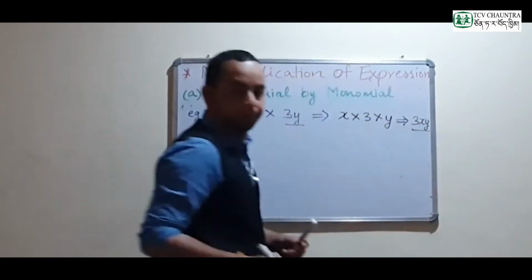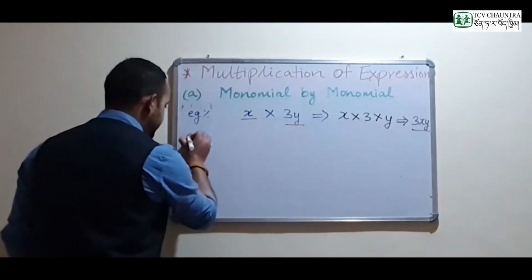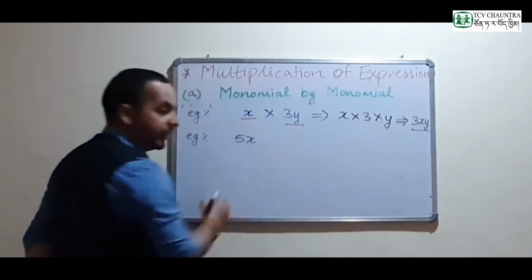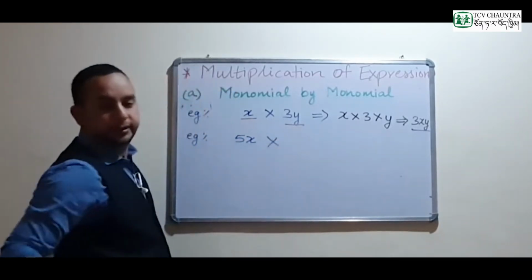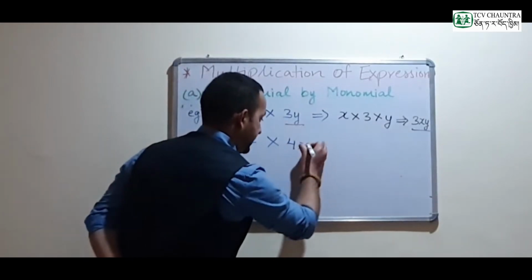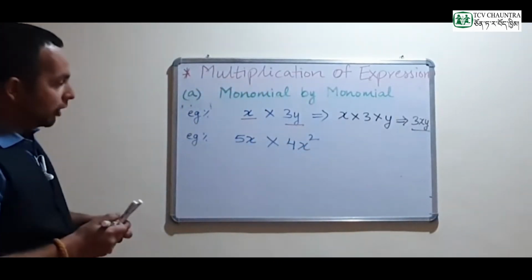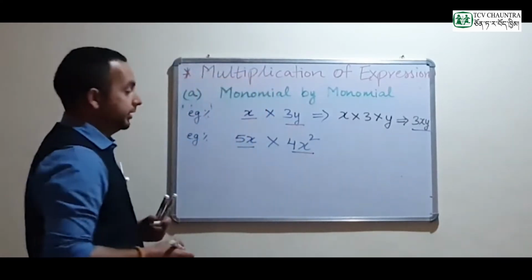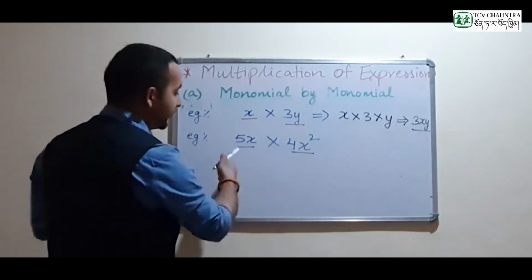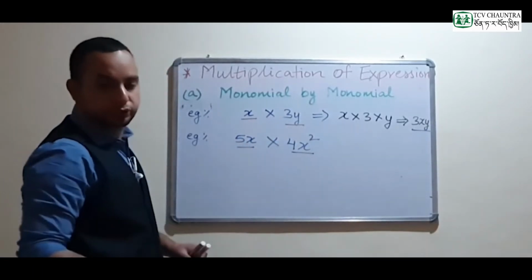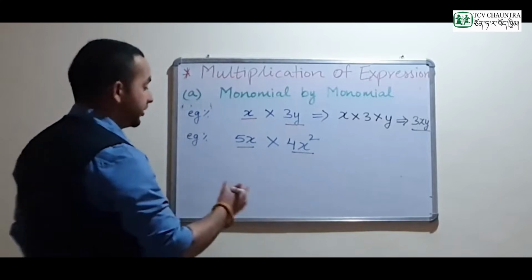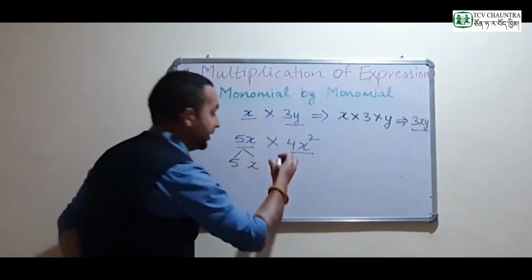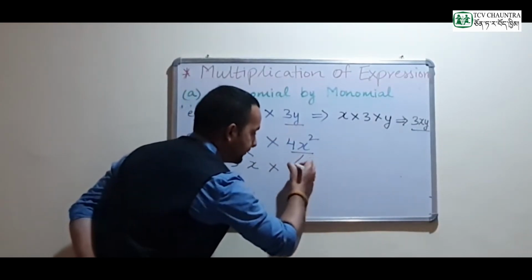3xy is a monomial. Let's take one more example. Suppose we took the example 5x multiply 4x square. Now this is again an example of monomial. So in monomial multiplication, first of all we are going to multiply the two numbers, right? In 5x we have a 5 and x, multiply 4x square.